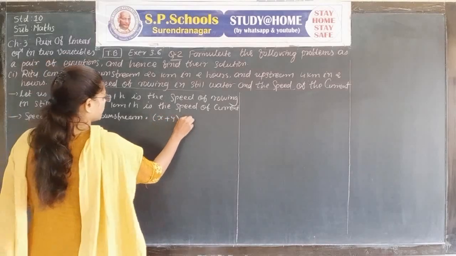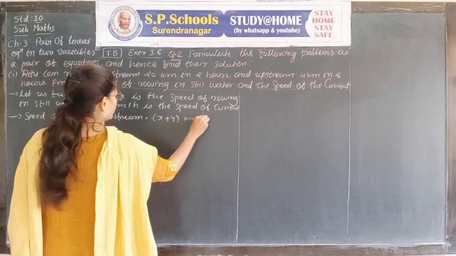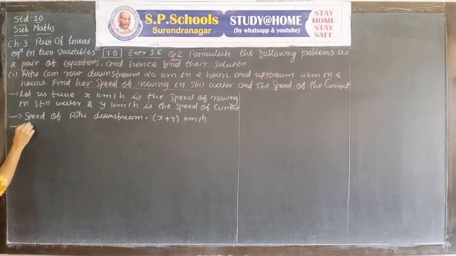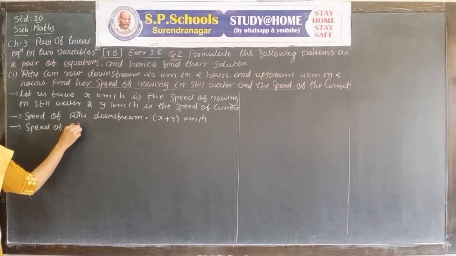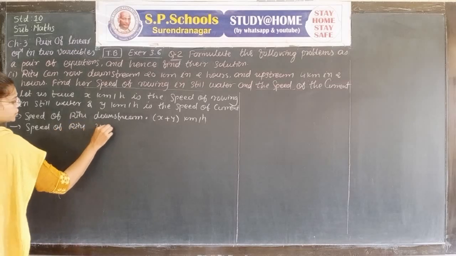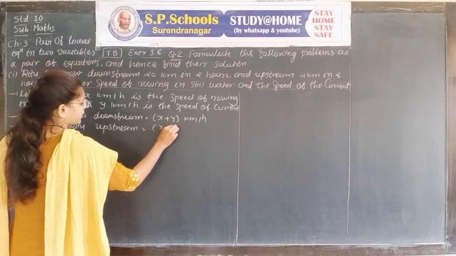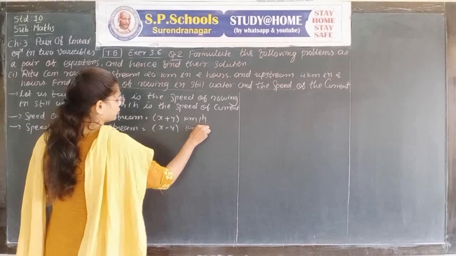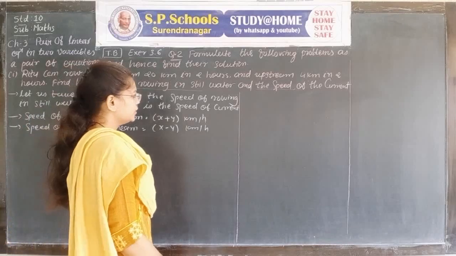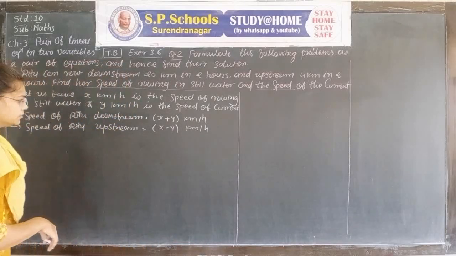Addition: x plus y kilometer per hour, and in the same way speed of Ritu upstream is equal to x minus y kilometer per hour. We subtract the speed of current from the speed of a person, the speed of Ritu.